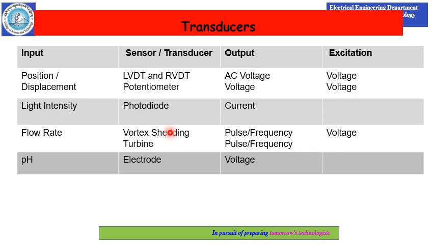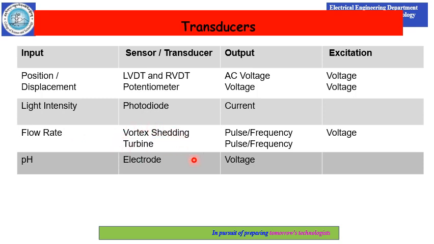The third transducer is called the vortex shedding transducer and the turbine transducer. These two transducers are used to measure flow rate. They will take this flow rate as input and generate some voltage, and that voltage will then be converted in the form of pulse and frequency. This pulse or frequency is measured, and it is used to determine the flow rate of any liquid.